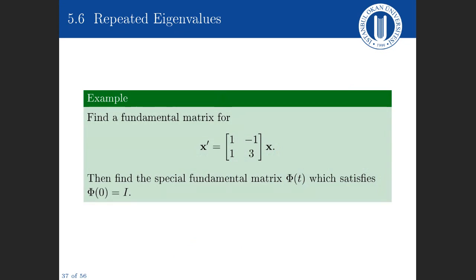Next example. Find a fundamental matrix for x prime is equal to (1, −1; 1, 3) x. Then, in the second part of the question, find the special fundamental matrix which satisfies capital phi of 0 is equal to I. This is a two-part question. First, find any fundamental matrix, and then part two, find the special fundamental matrix.